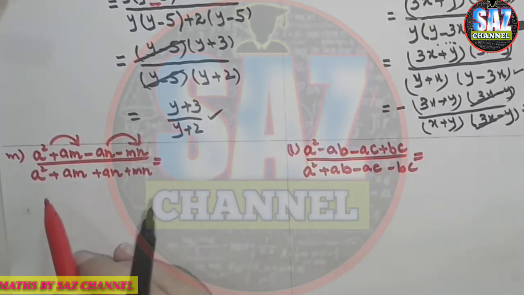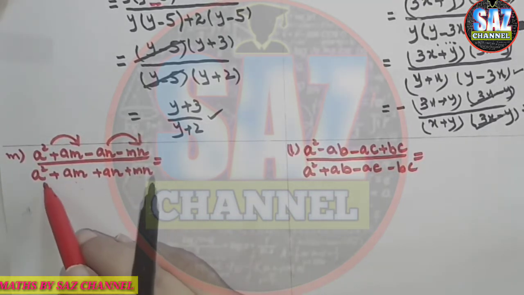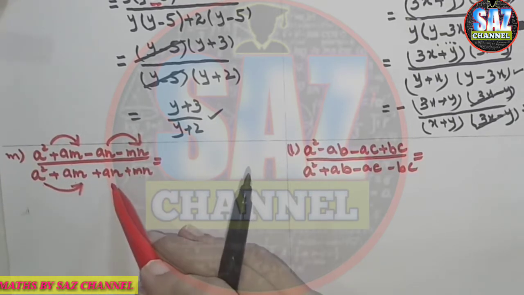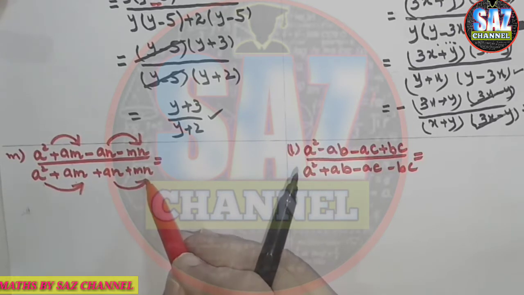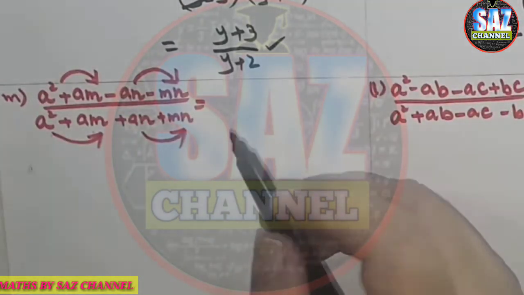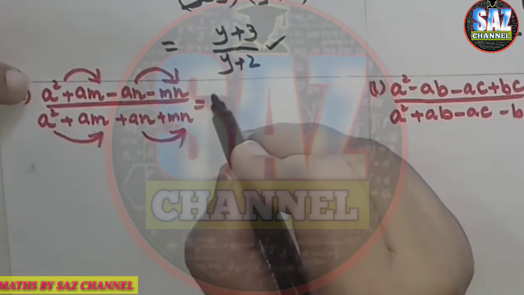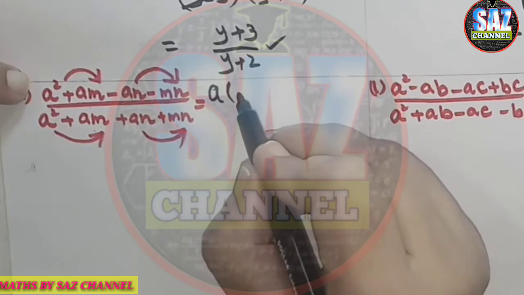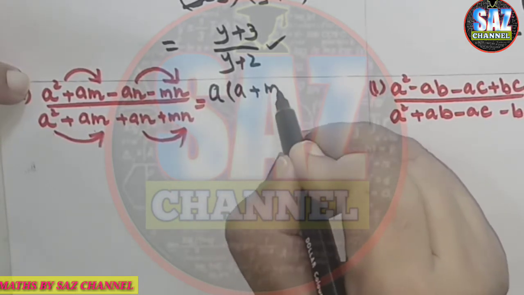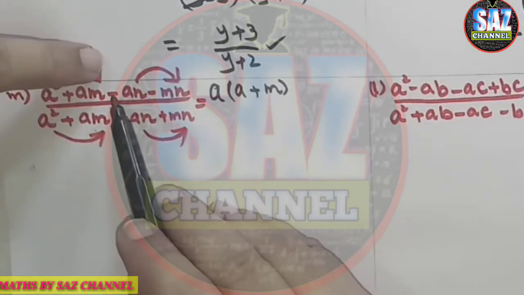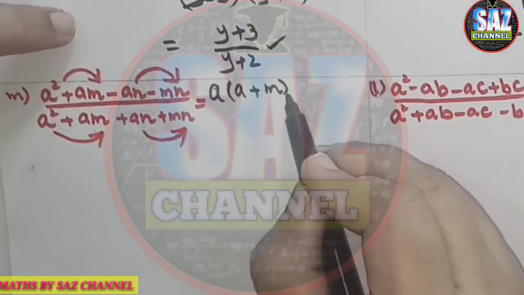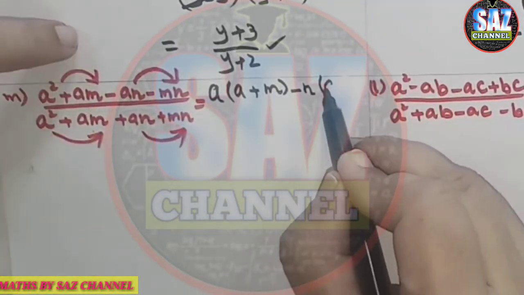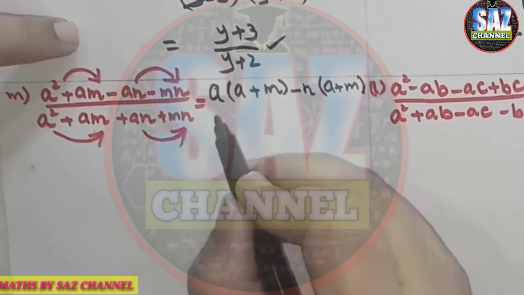And if you look at the denominator, again a square plus am, both have a as a common factor, and plus an plus mn, they have n as a common factor. So what we have to do is extract the common letter from each group carefully. From the first group I can extract a out, and inside the bracket I will be left with a plus m. And then if we look at the second group, both the terms have a minus sign, minus with n, and inside the bracket I will be left with a plus m, and close the bracket.